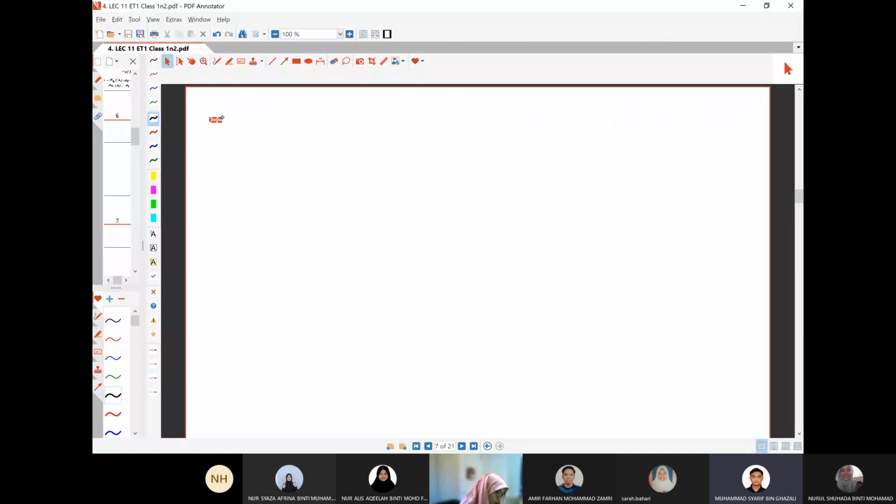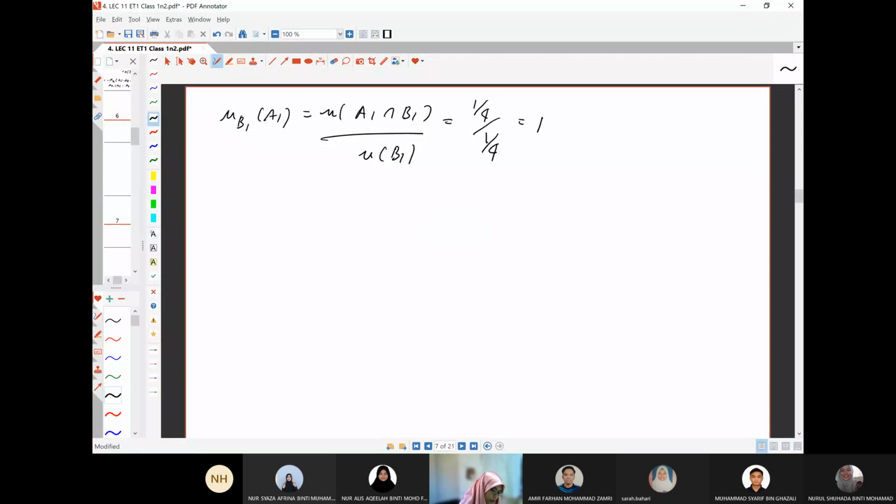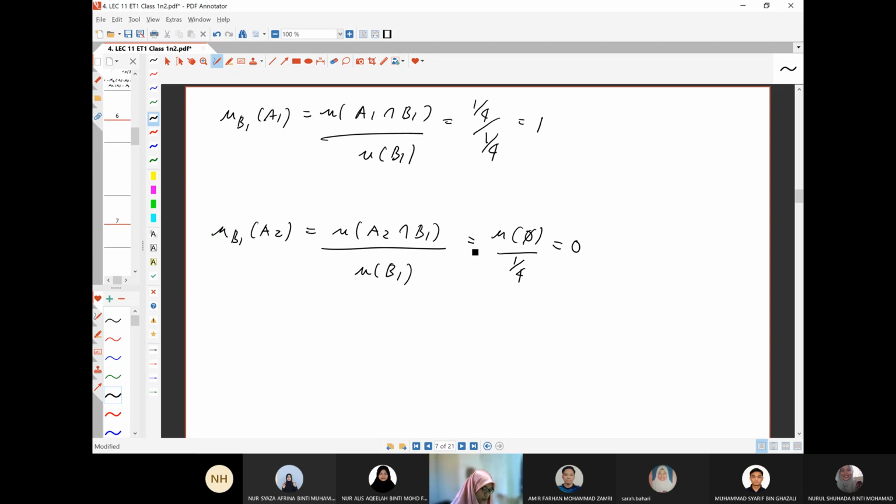1/4, correct. So I find mu b. First I find the conditional measure. I got mu of a1 intersect b1 over mu b1 is equal to 1/4 over 1/4, which is equal to 1. Next, I find mu b1 of a2, mu of a2 intersect b1 over mu b1. And here I have mu of the empty set over 1/4, which is equal to 0. Okay, so this is for the first case, with respect to b1 only.